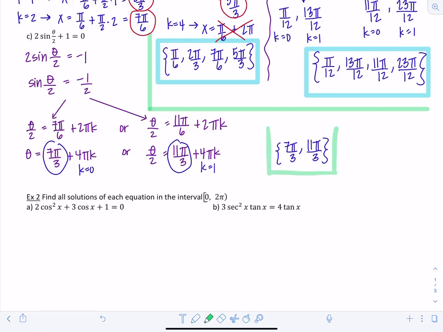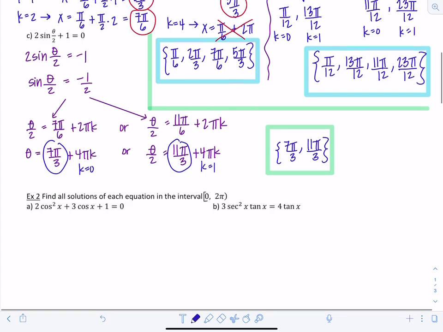All right, nice job. Those can take some practice and getting used to, so just be patient with yourself. All right, moving on to some more advanced examples. Find all solutions of each equation in the interval from 0 to 2 pi.